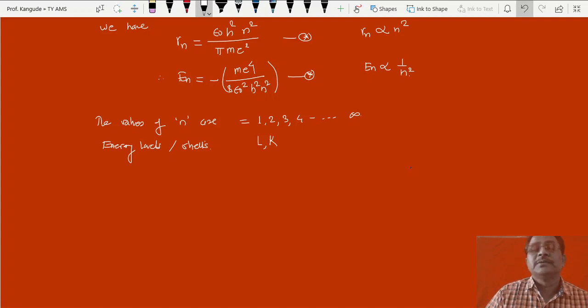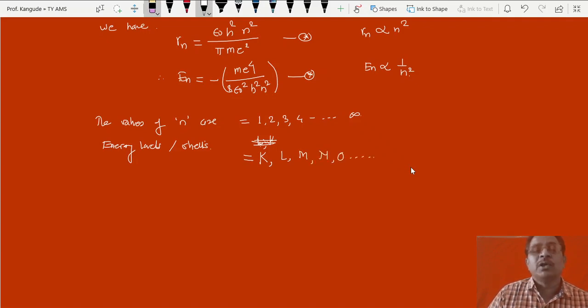We start from the K. Okay, I'll write this first. N equal to 1 is called the K cell. N equal to 2 is the L cell. N equal to 3 is the M cell. K, L, M, N, O, etc.